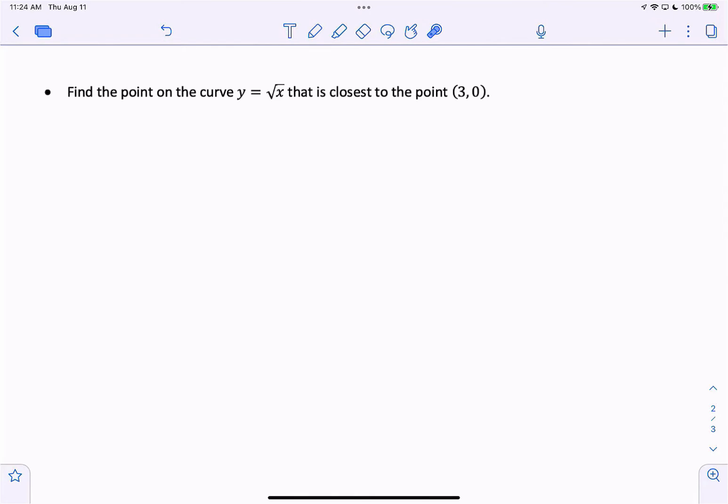I'd like for you to do this next one. Find the point on the curve y equals the square root of x that is the closest to the point (3, 0). Come back when you're done.